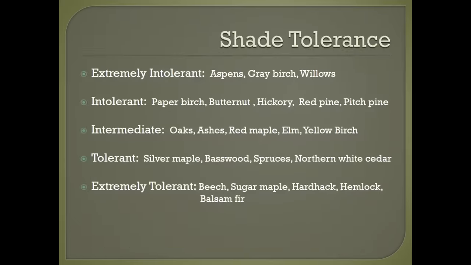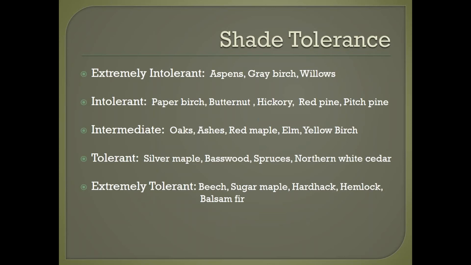Shade tolerance is one of the most important aspects of how we figure out what we want to do to a forest when we're trying to manage it or harvest it using silviculture. So we know that our very, very intolerant species, which sometimes are called pioneer species, are things like aspens and gray birch and willows. You'll find those in fields that have just been abandoned where there's pure sunlight.